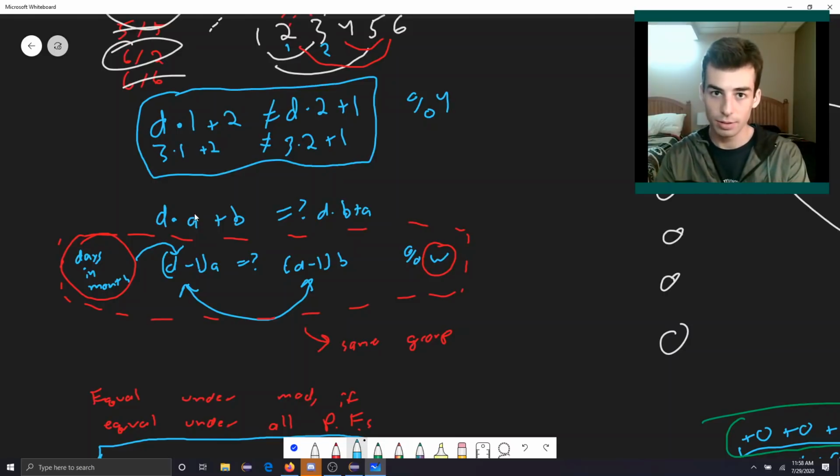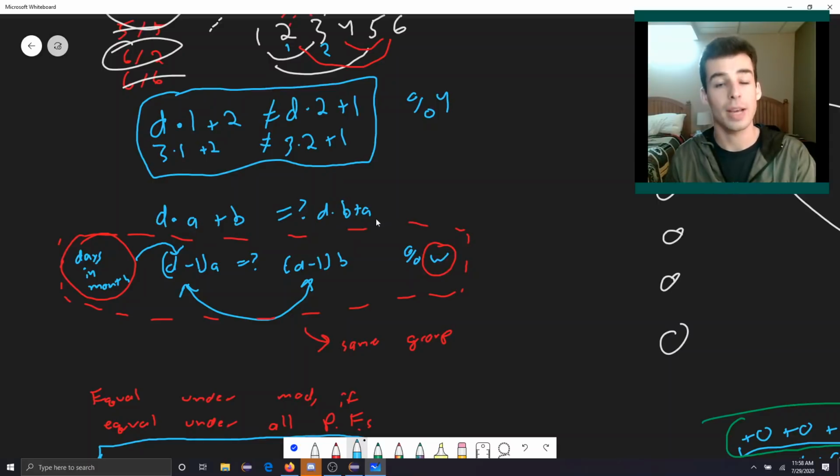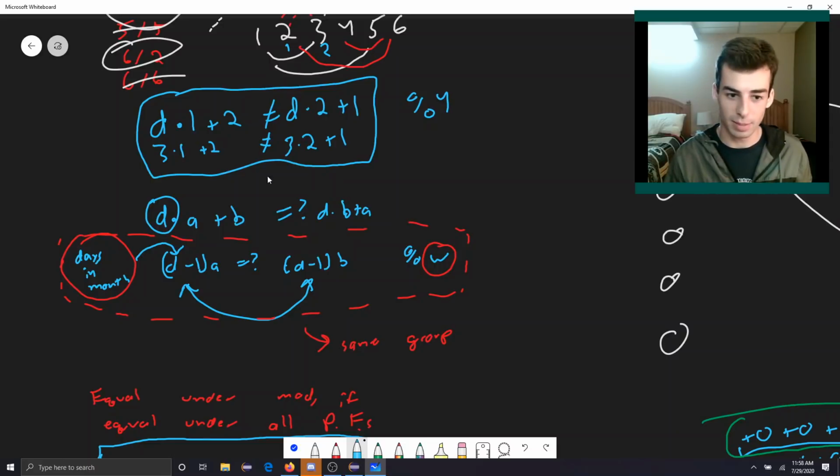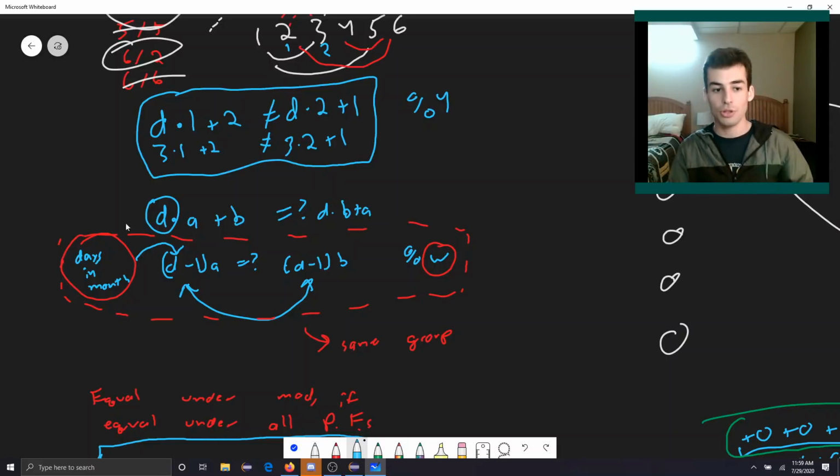A comma B will occur on the same day as B comma A if D times A plus B is equal to D times B plus A, where D here is the number of days in a month. No, it's just the number of days in a month, not the minus 1 part. Okay. So we can do some math to rearrange this equation.